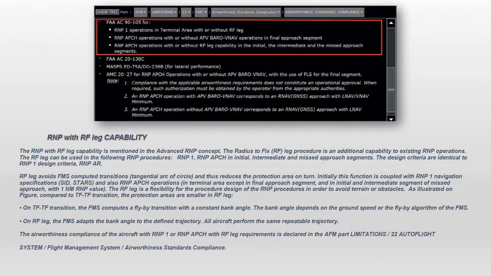The airworthiness compliance of the aircraft with RNP1 or RNP approach with radius to fix leg requirements is declared in the AFM Part Limitations, 22 Autoflight System, Flight Management System, Airworthiness Standards Compliance.